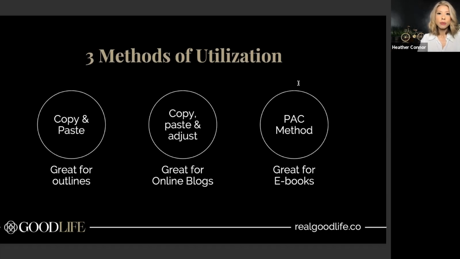Another method of utilization would be what I call the copy, paste, and adjust. This is when you create a prompt and ChatGPT spits back feedback. And then from there, you realize it's really not quite what you were looking for. And so you ask follow-up questions. So you adjust the question you're asking ChatGPT so that it can adjust the response that it's giving you. This is something that's great for blogs. Now, I say that this method is great for online blogs. And when you guys learn what the pack method is, you're going to question why I wouldn't say the pack method is great for online blogs. And I'm going to share that with you later. And then last is the pack method. And this is something, a great example of this would be if you're building an ebook.